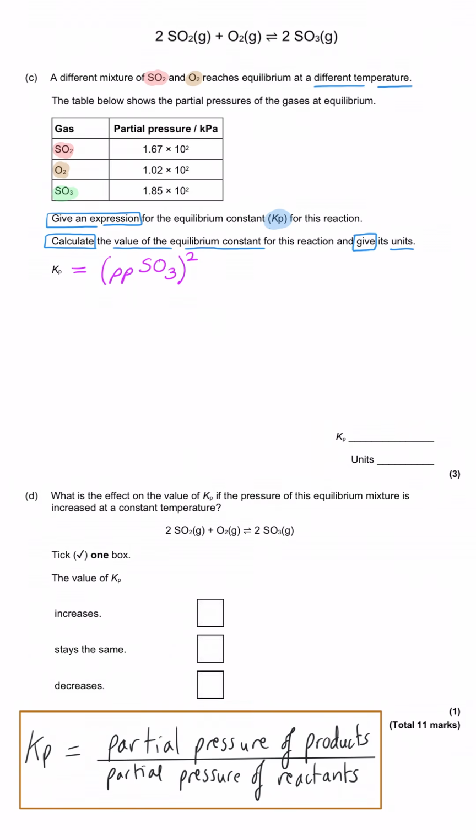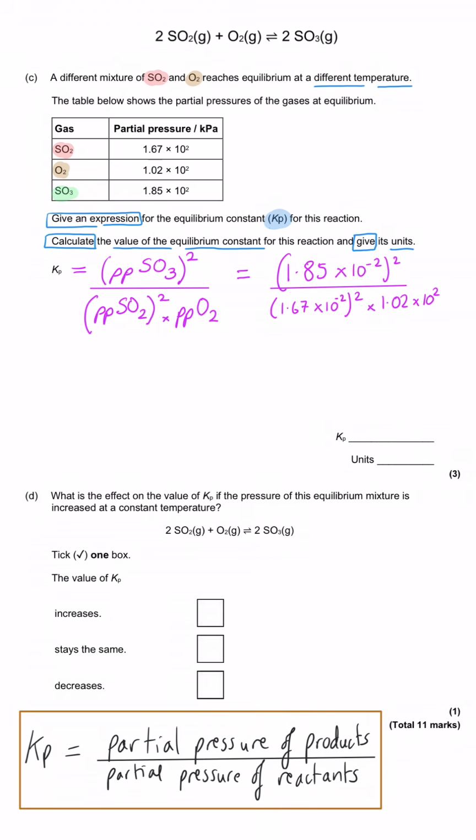And then we put the reactants on the bottom, and so the reactants are the SO2 and the O2, so we put the partial pressures of each of those, and since the coefficient for SO2 is also a 2, this value needs to be squared as well. So then that's the expression, that's the first mark. Then we substitute these values in, then we run the calculations, and we get a value for Kp of 1.20 times 10 to the minus 2. 1.2, absolutely fine. No significant figures have been specified here.